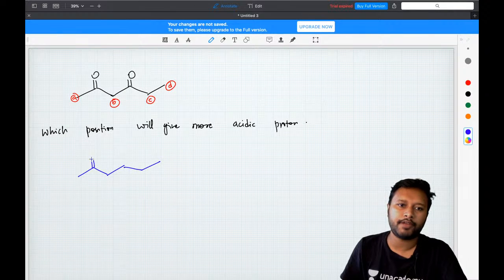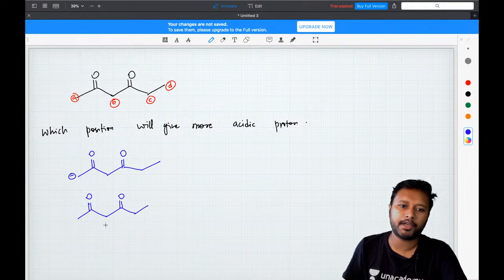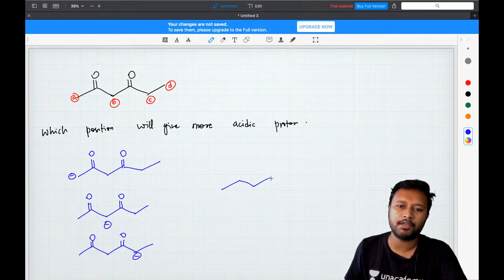So if I draw for A, I get a carbon ion at this position. If I draw for B, I get a carbon ion at this position. If I draw it for C, I get a carbon ion at this position. And if I draw it for D, I get a carbon ion at this position. So that's how I will be having.